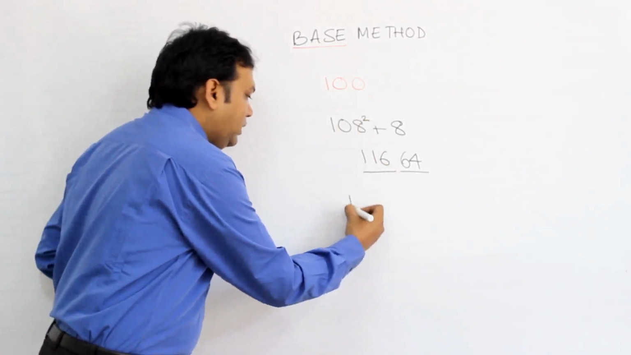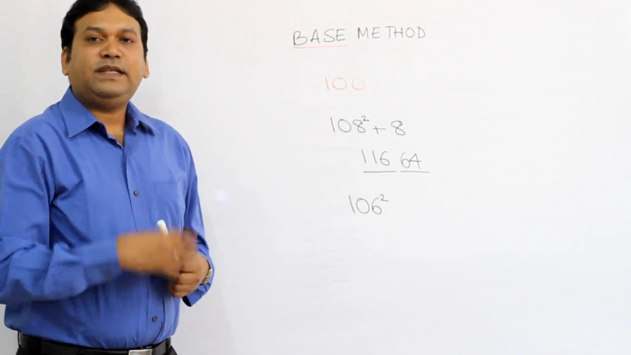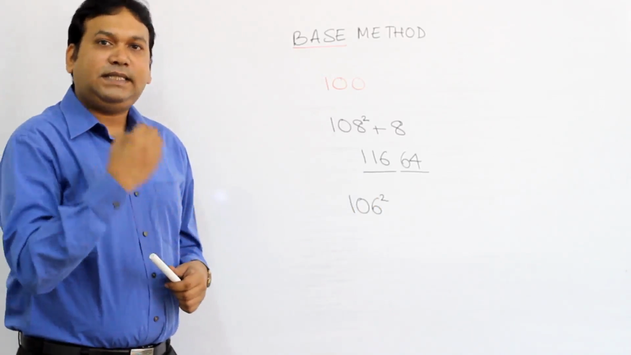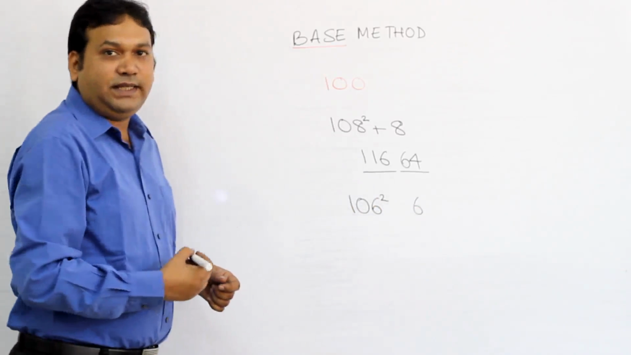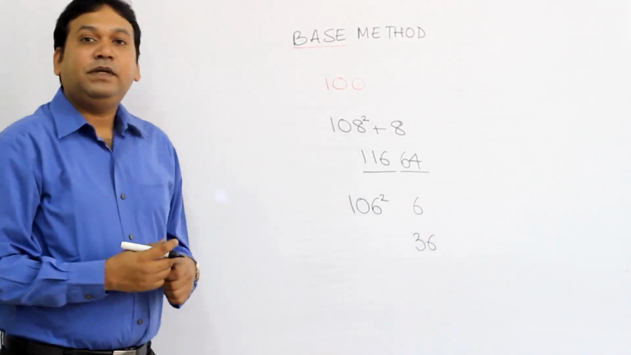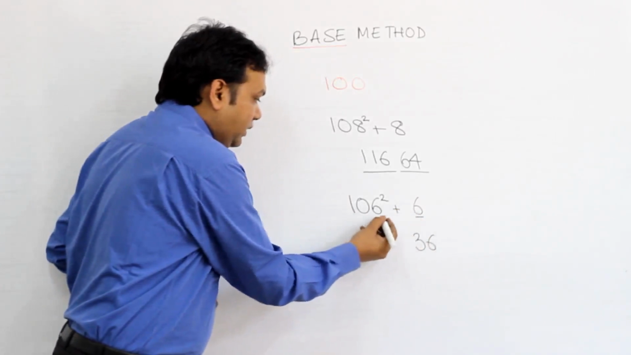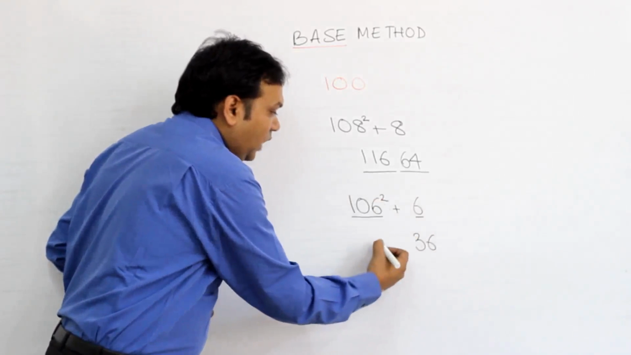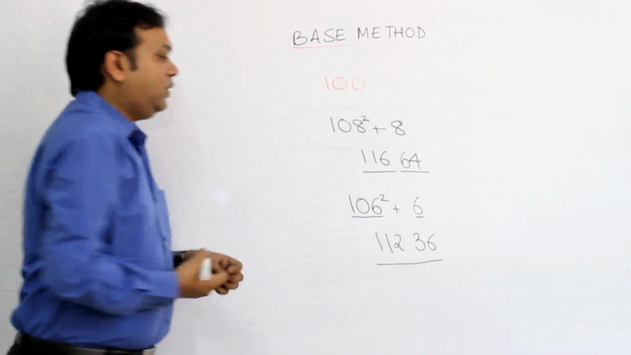So what would be 106 square? As you can see, 106 is 6 more than 100. So write down 6, and the square of 6 is 36. And then the next step, very simple: add the 6 to this 106. 106 plus 6, 112. You get the answer 11236.